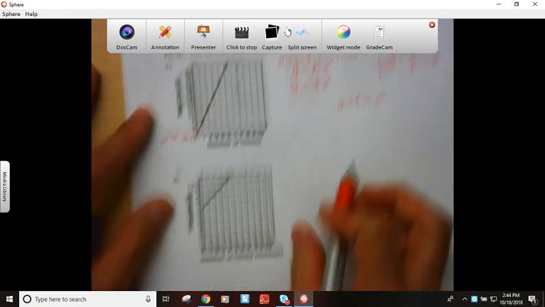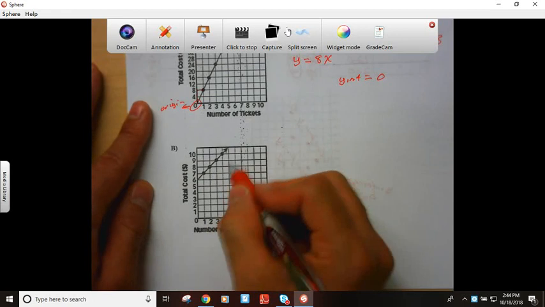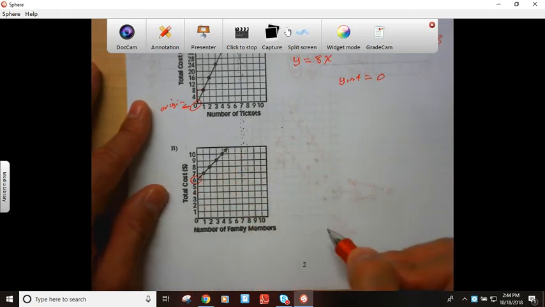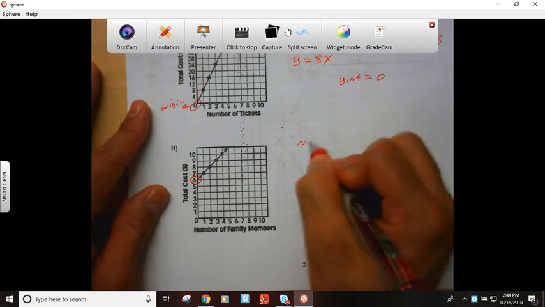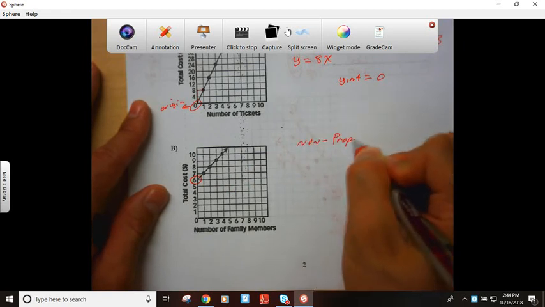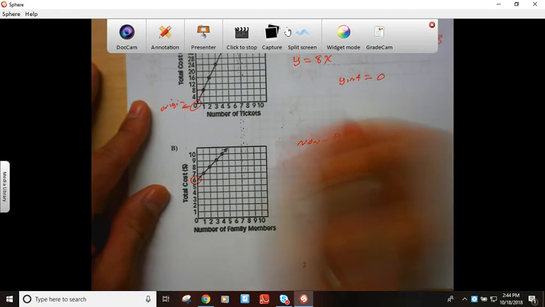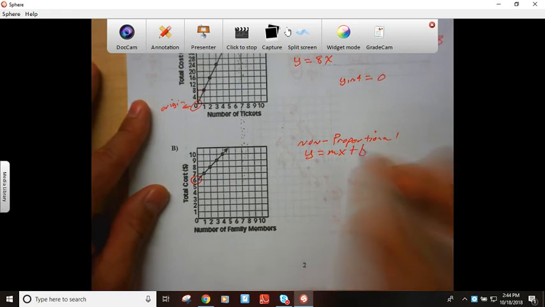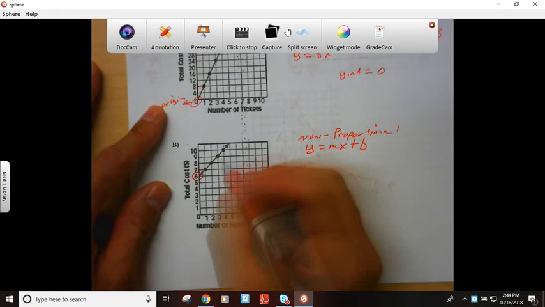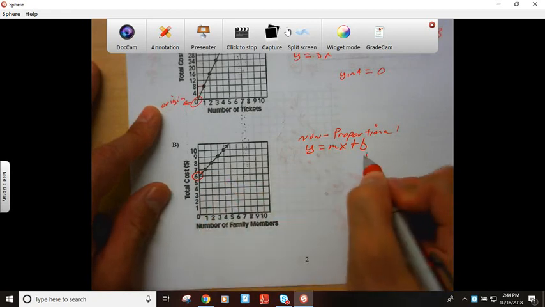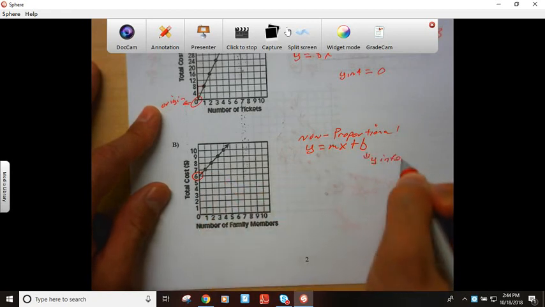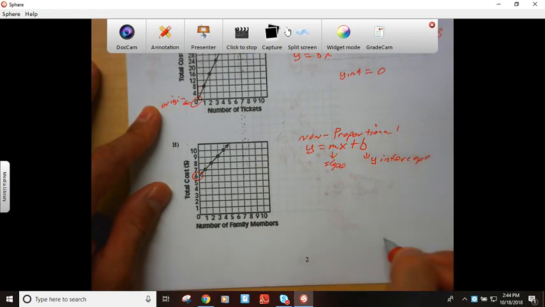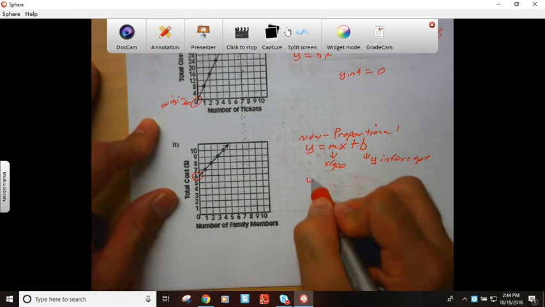All right, looking at the next one, I automatically look at my graph and see that it is not crossing through the origin. Okay, so therefore this is a non-proportional relationship. So I know I have to be in the format of y equals mx plus b. All right, so when I look at this, the b is my y-intercept. The m is my slope.